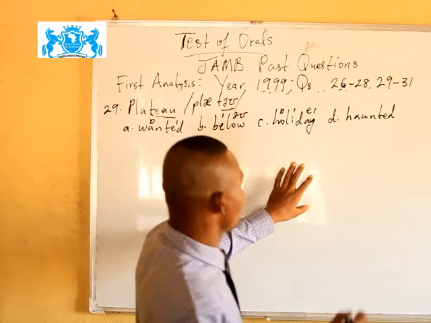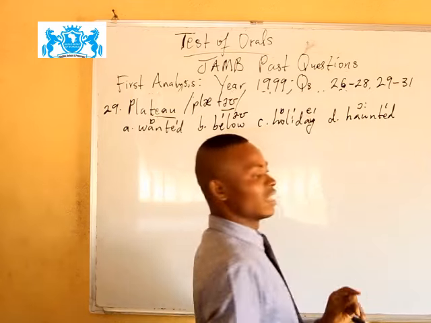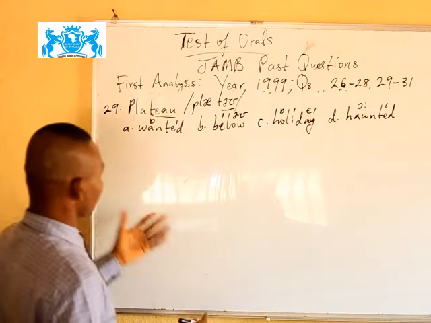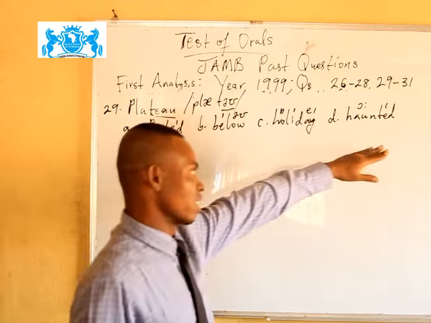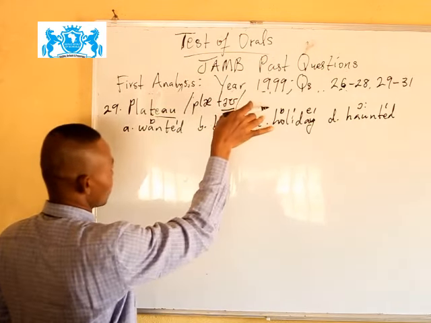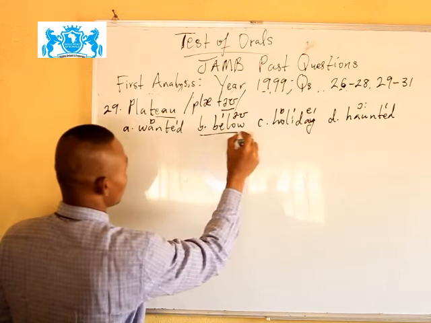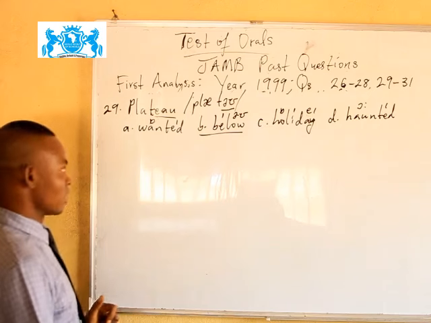Diphthong A, and then here we have long O sound and E, short E sound. If we look through the options that are here, the only one that has the same vowel sound as the one italicized is below, and that is option B. It makes it the answer.